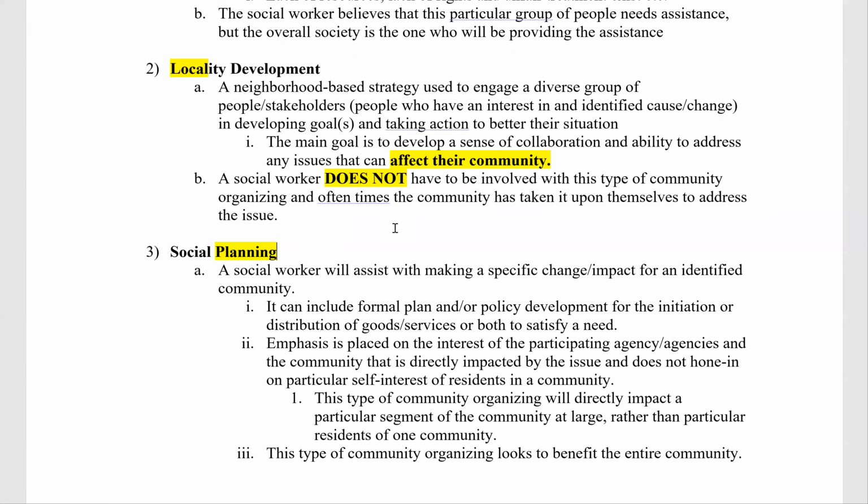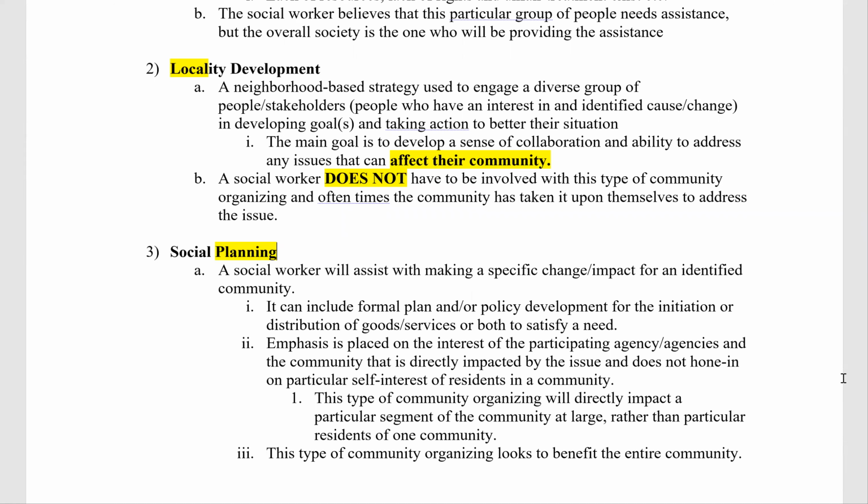and/or objectives. Stated in a different way, the social worker will assist with making a specific change and/or impact for an identified community. So it can include formal plan and/or policy development for the initiation or distribution of goods and services or both to satisfy a need. So we are writing up a plan to impact the entire society.